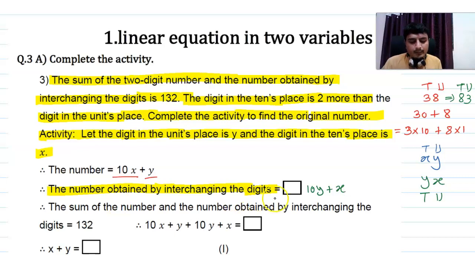So the number obtained by interchanging the digits gives us the new number, that is 10y plus x. Now the next statement we have: the sum of the number and the number obtained by interchanging the digits is 132. That means the original number 10x plus y and the interchanged number 10y plus x, their sum is 132.